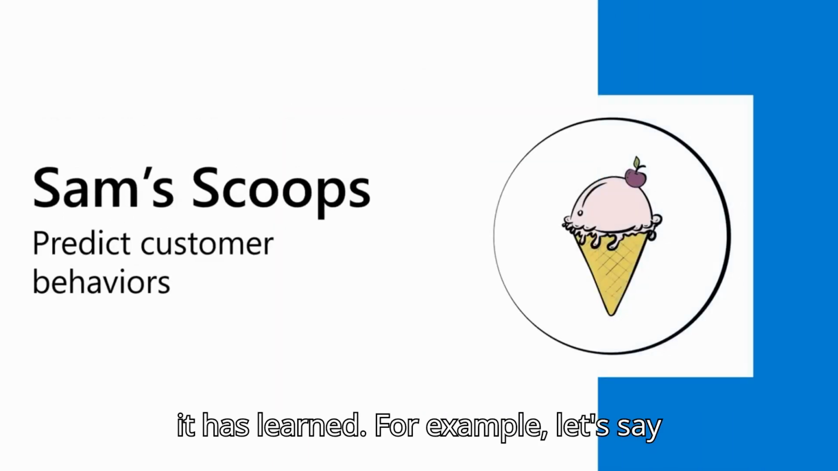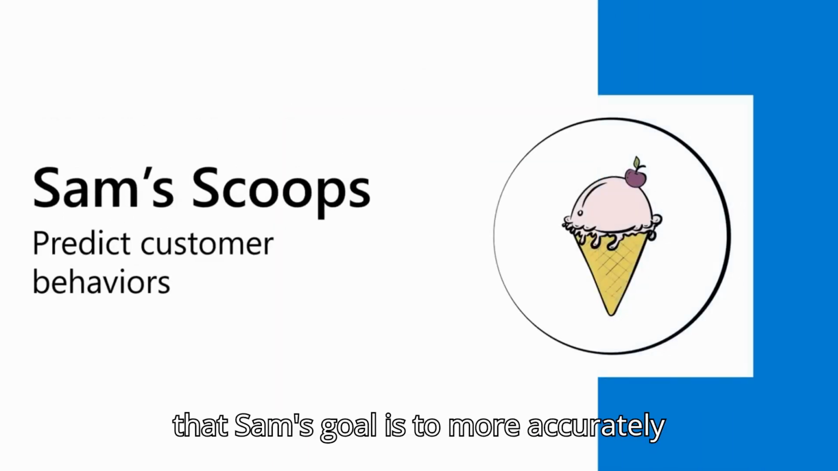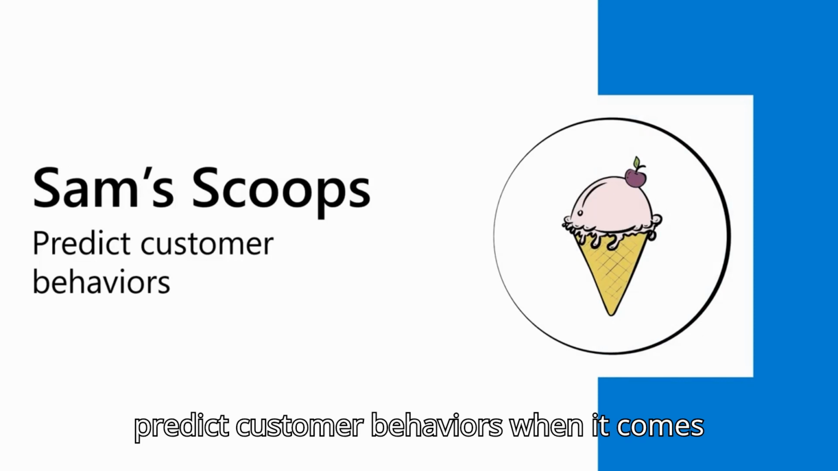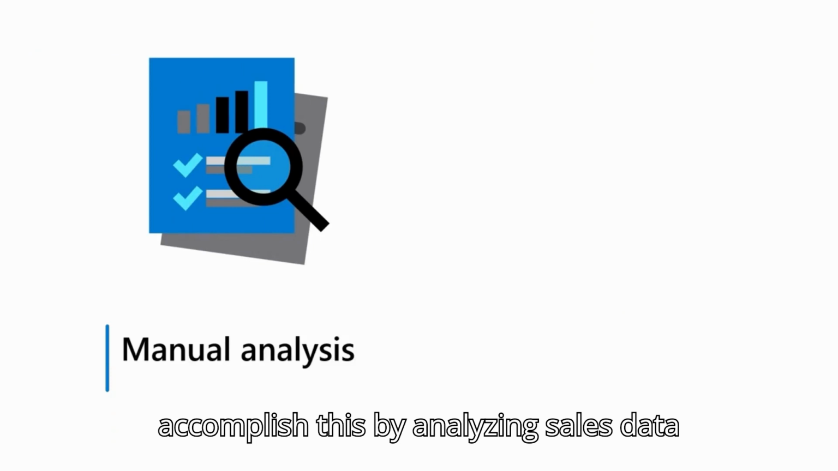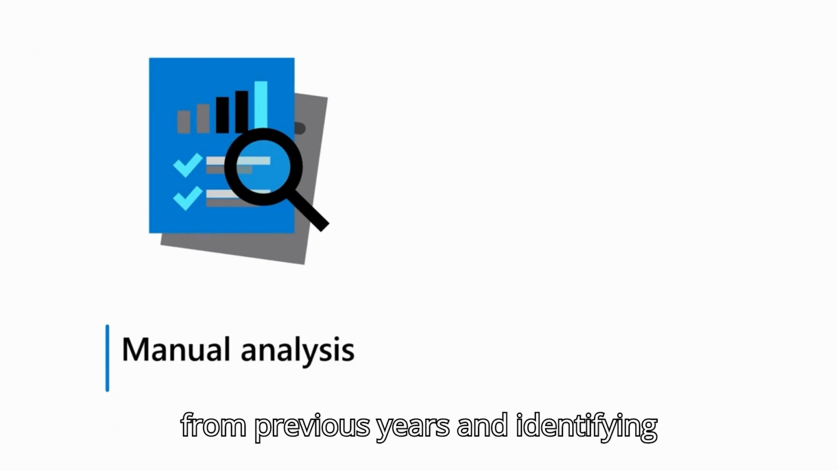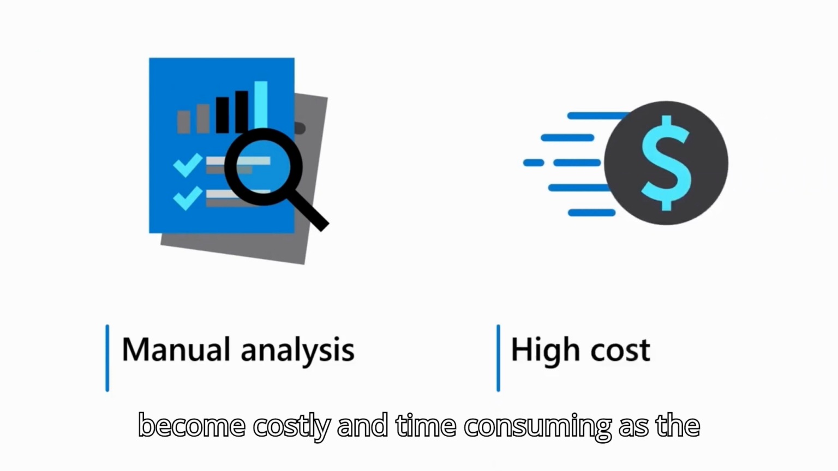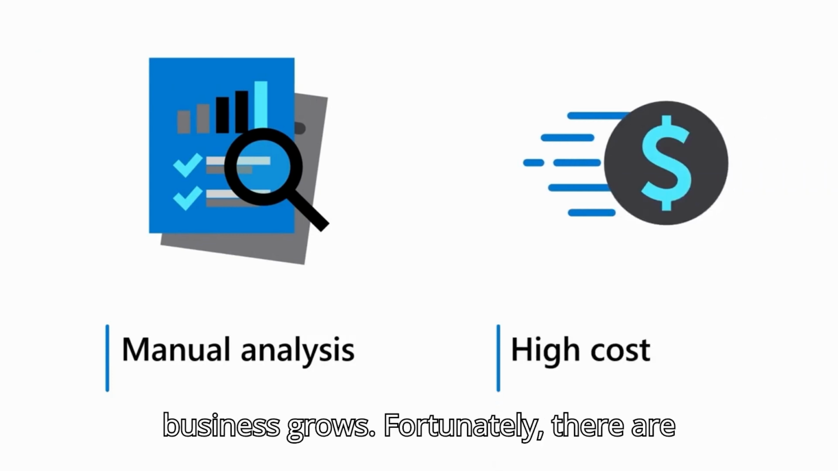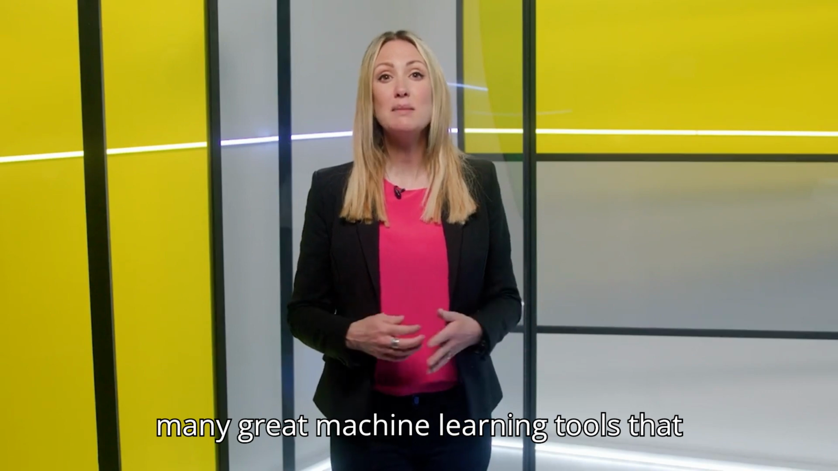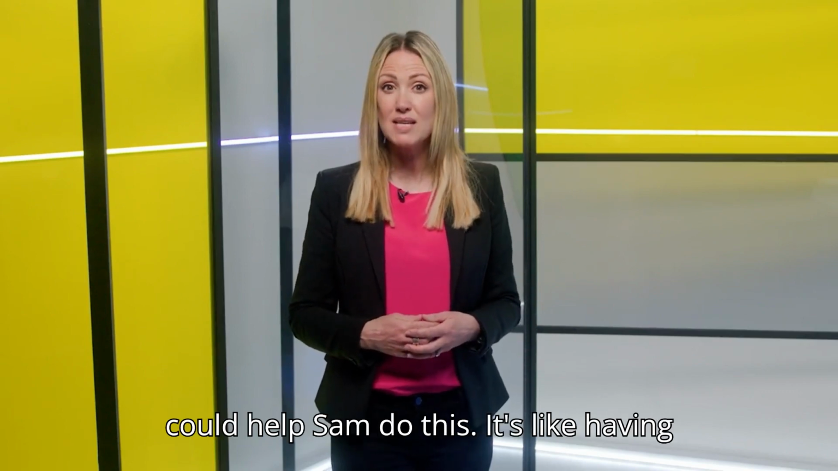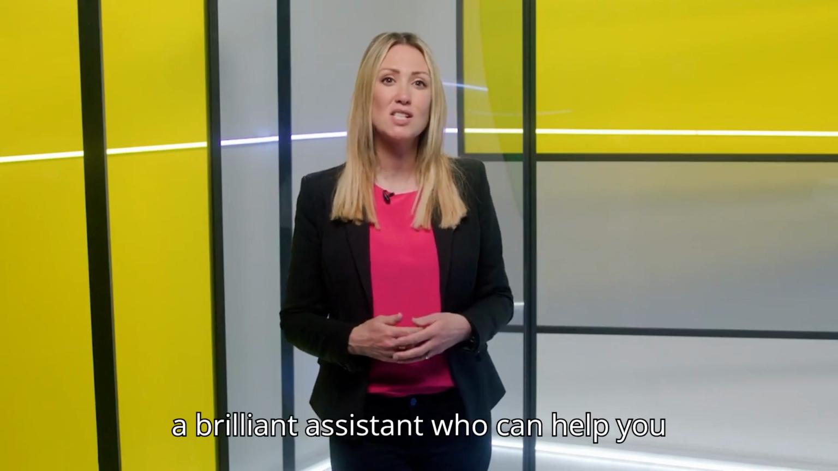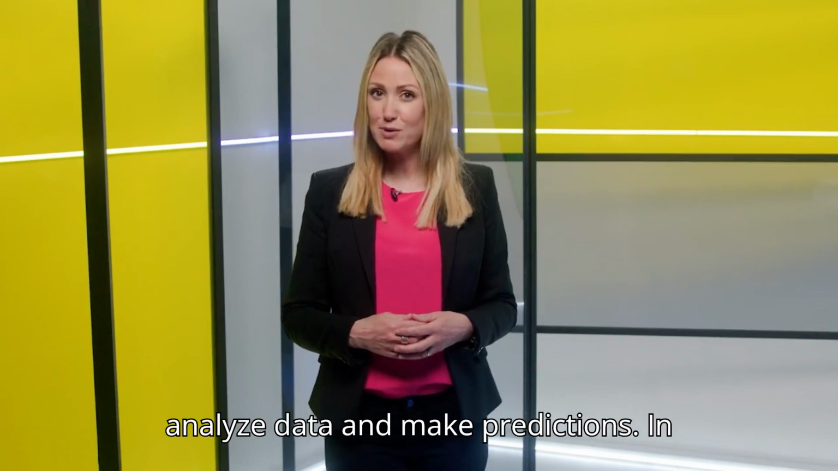For example, let's say that Sam's goal is to more accurately predict customer behaviors when it comes to purchases at Sam's Scoops. She could accomplish this by analyzing sales data from previous years and identifying trends. But doing this manually could become costly and time-consuming as the business grows. Fortunately, there are many great machine learning tools that could help Sam do this. It's like having a brilliant assistant who can help you analyze data and make predictions.